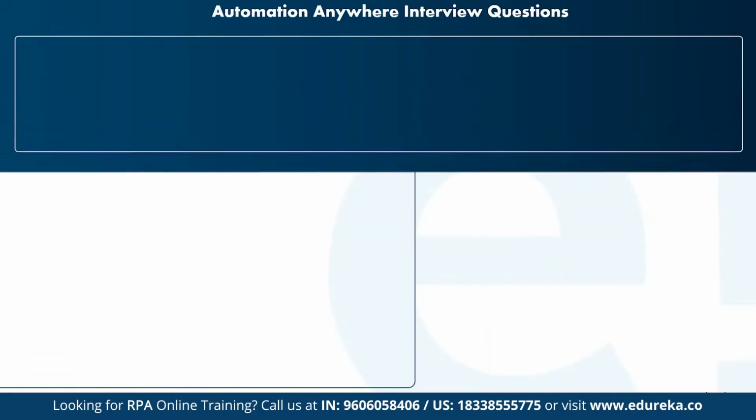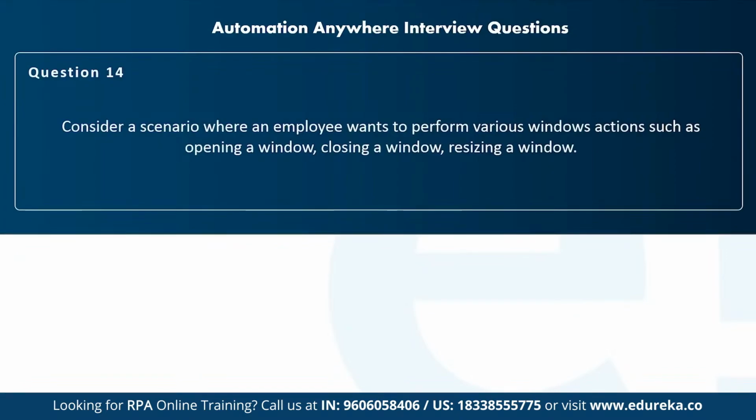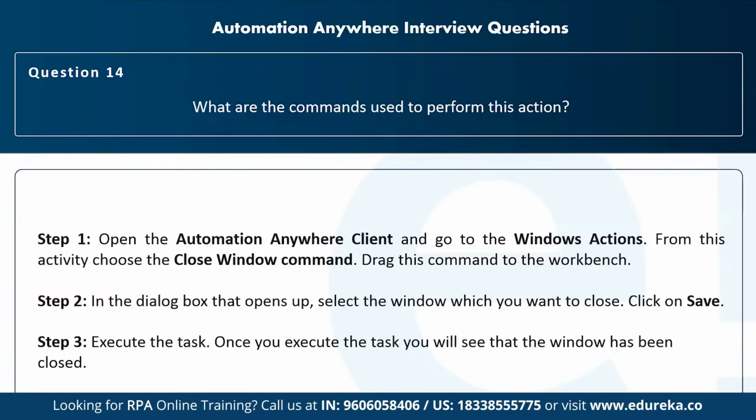Now moving on to the next question, that is, consider a scenario where an employee wants to perform various window actions such as opening a window, closing a window, or resizing a window. Well, to do that, as I've told you previously in the session, we have a Windows actions command that has to be used. So under the Windows actions command, we have various commands like closing a window, opening a window, or resizing a window.